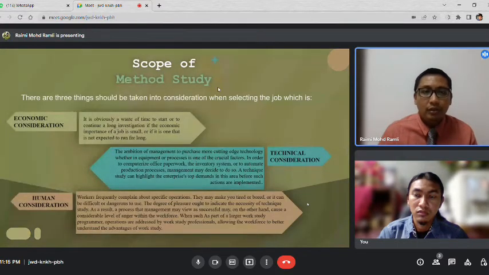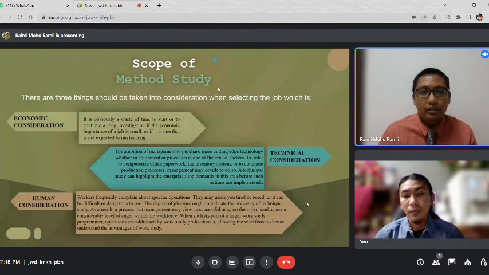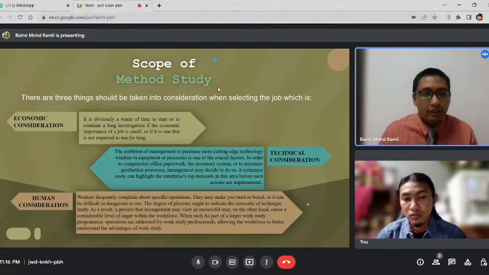The scope of method study. There are three things that should be taken into consideration when selecting the job, which is economic consideration. It is obviously a waste of time to start or to continue a long investigation if the economic importance of a job is small or it is one that is not expected to run for long.